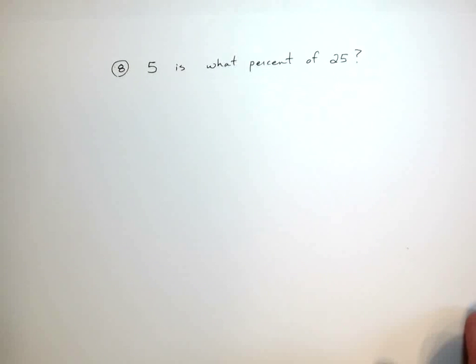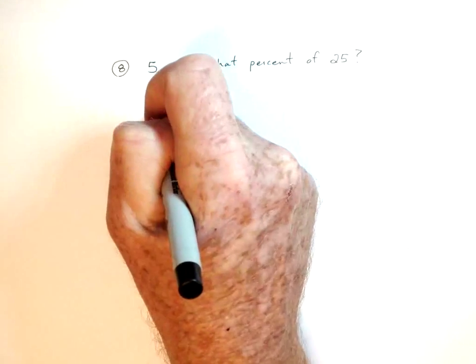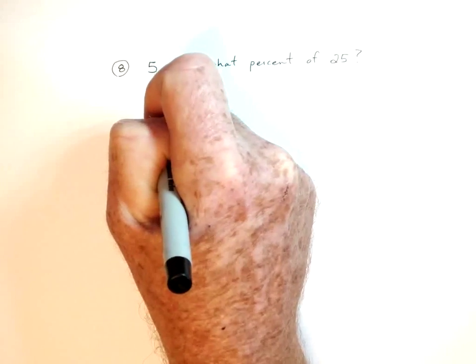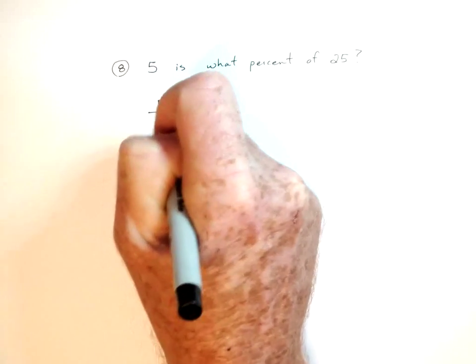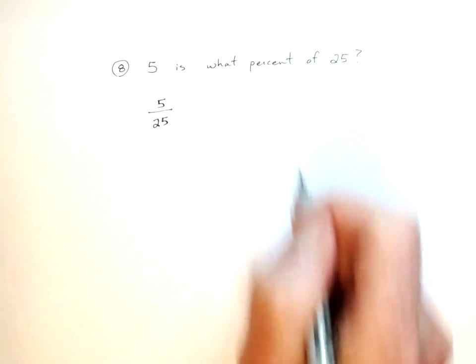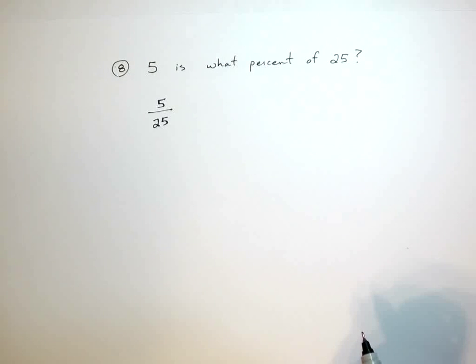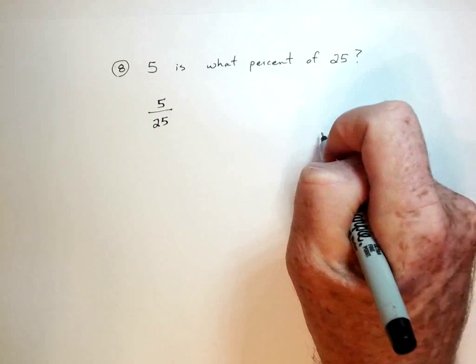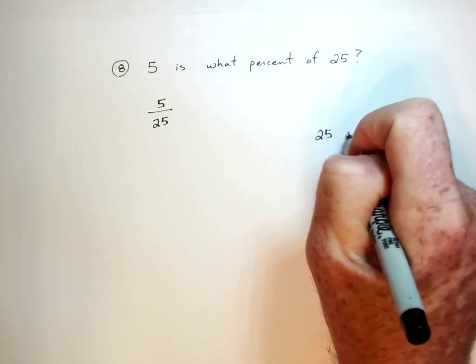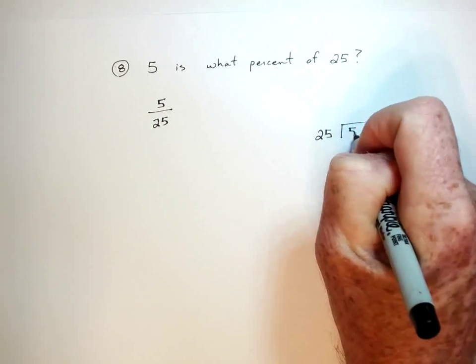And then for number 5, this one at first seems very straightforward, but I want to show you a couple ways to do it. 5 is what percent of 25? So one way to do it is 5 out of a total of 25 equals what percent? That's basically saying divide. So we need to take 25 and divide it into 5.